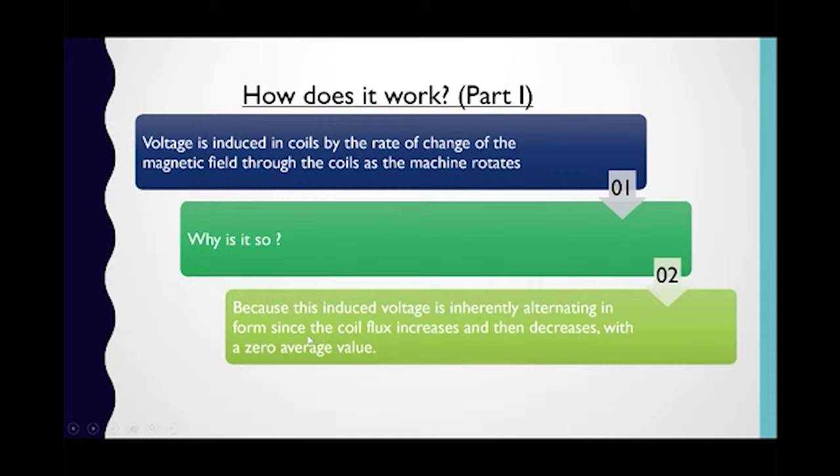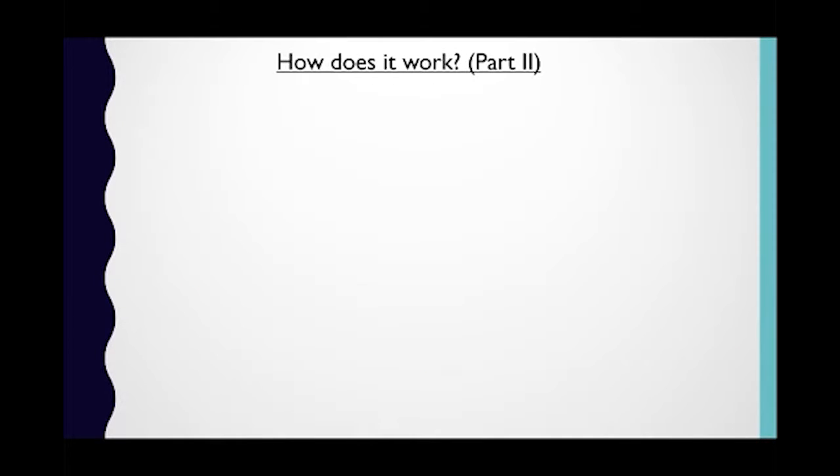Zero average value basically just means that there's no average value over a complete cycle, because remember, for DC generators the graph is always above the x-axis. It doesn't change. It is not a sine graph like an AC generator. Alright, so this is my next part of my storyline.